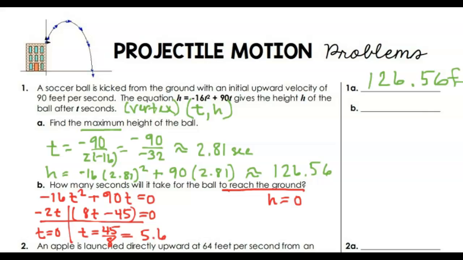The other time that we're going to have is when we solve that equation, 8t minus 45. So 45 divided by 8, when you solve that, will give you approximately 5.625, which tells us that that's the next time when it's going to be 0. So we're not concerned about the initial time, because we want to know when it reaches the ground again, and so clearly that's going to be 5.625 seconds.